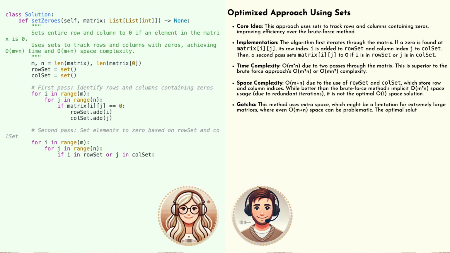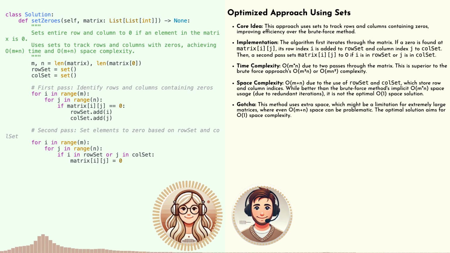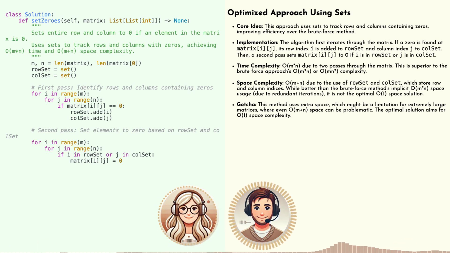For example, we could use sets to keep track of the rows and columns that need to be zeroed. How would that work? So you'd have 2 sets. One to store the row indices that need to be zeroed out, and another to store the column indices. As you iterate through the matrix, if you find a 0 at, let's say, row I and column J, you simply add I to your row set and J to your column set.